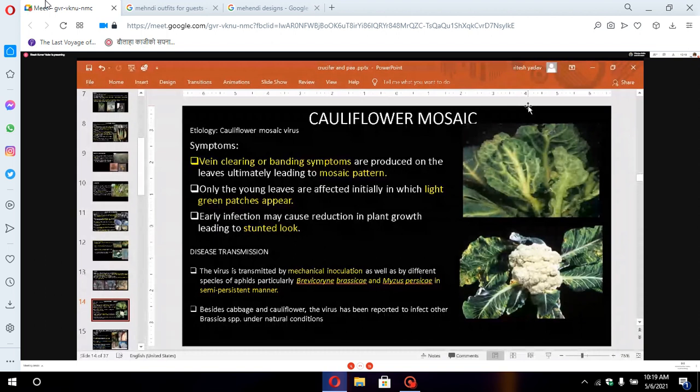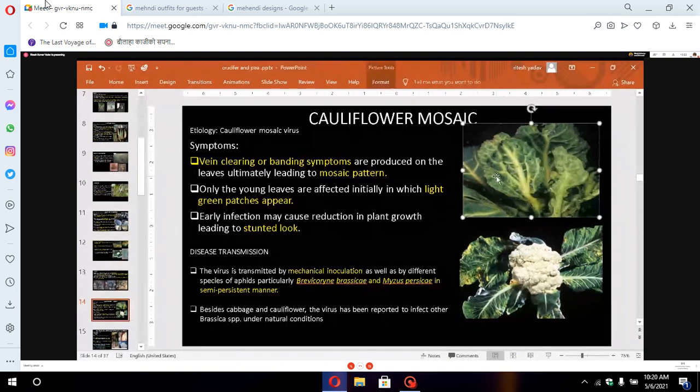So next important disease is, this is also very commonly seen. This is cauliflower mosaic. It is caused by cauliflower mosaic virus, which is a double-stranded DNA virus. So this is transmitted by different species of aphids. Brevicoryne brassicae and Myzus persicae, they are very efficient vectors of cauliflower mosaic virus, and they are transmitted persistently in case of cauliflower mosaic virus.